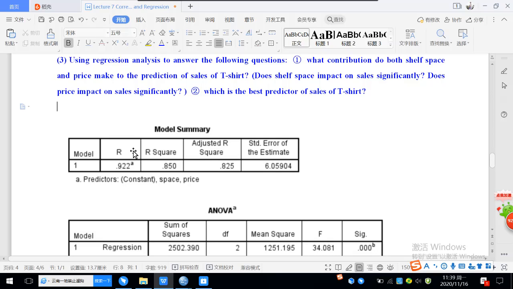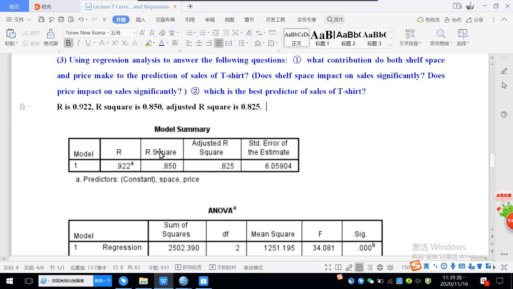Here, R is 0.922. R square is 0.850. Adjusted R square is 0.825.